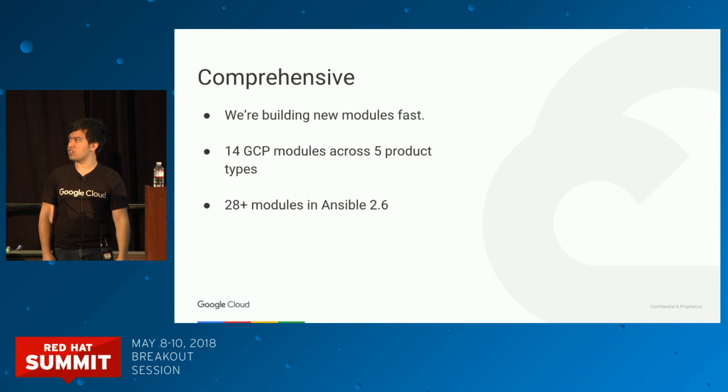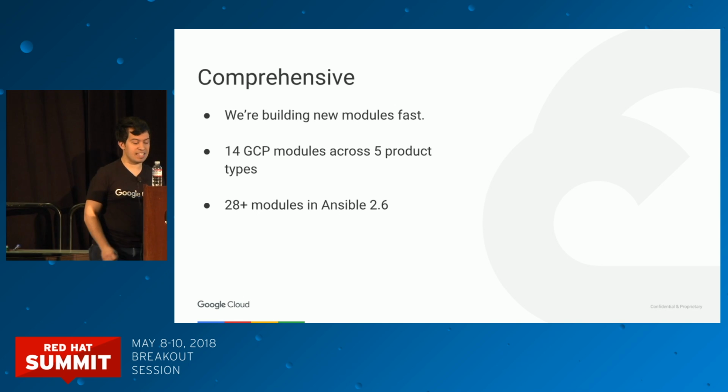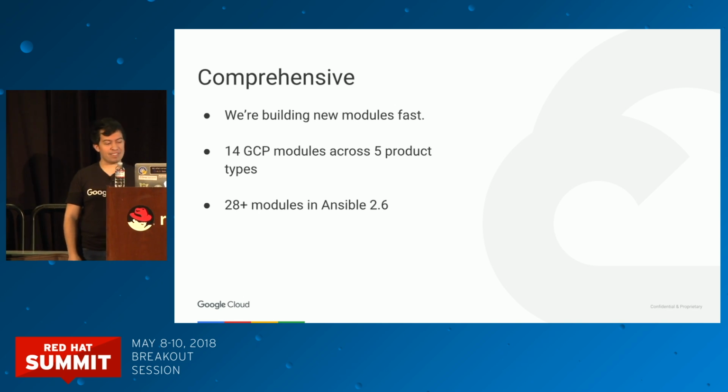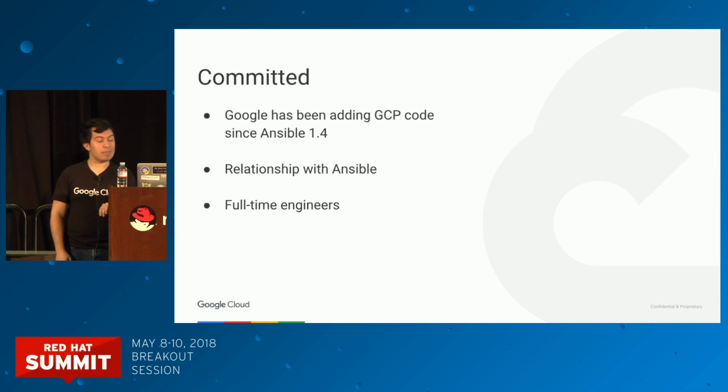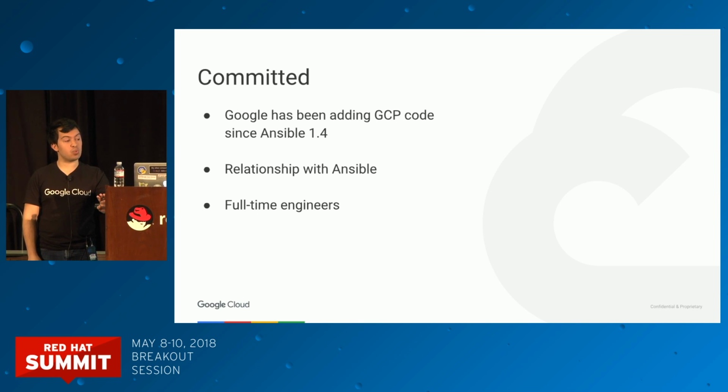2.6 code freeze comes up in a couple weeks. By then, we're going to double the number of modules that we're going to have, going from 14 to at least 28. I'm hoping for more in the 30s range, but we'll see. I'm going to make it happen.